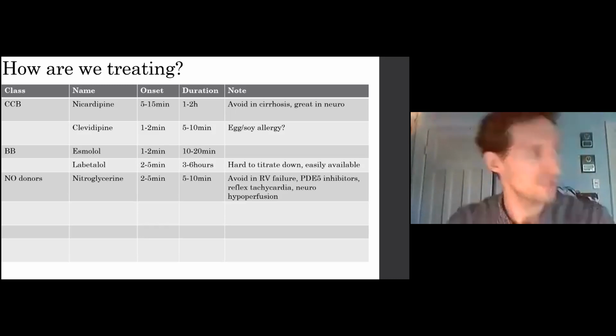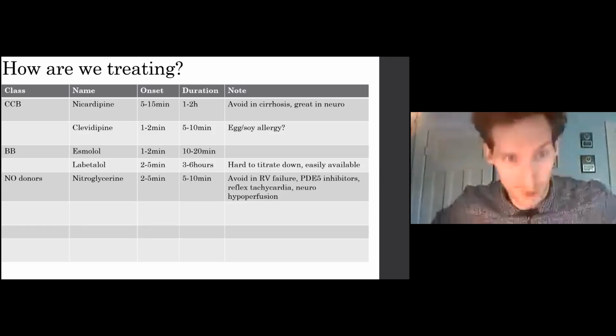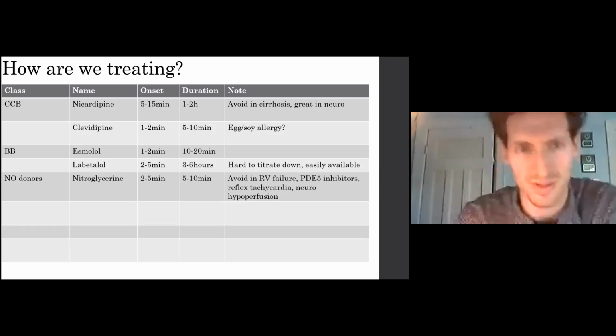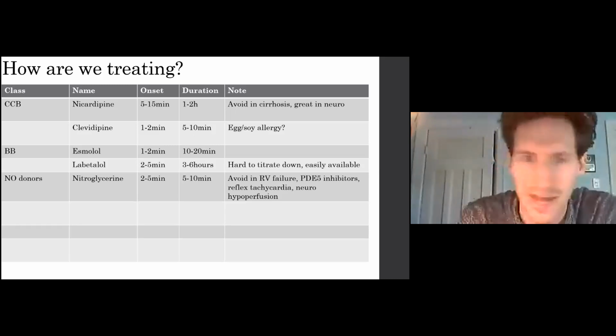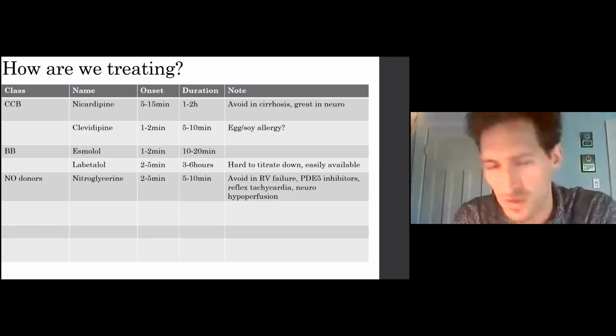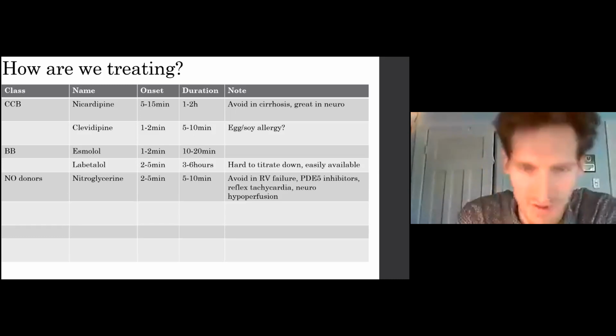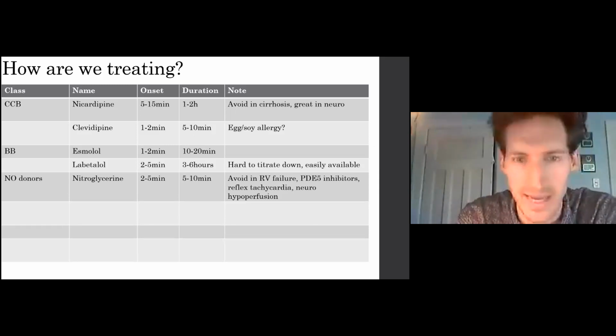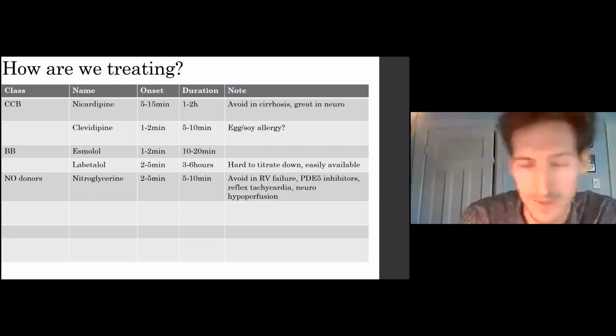As far as the nitric oxide donors, nitroglycerin really is the workhorse of that category. A truly titratable agent, very useful. Obviously, to be careful in RV failures, in people on Cialis, Viagra. It can cause some reflex tachycardia, so it's quite lovely to use with beta blockers.